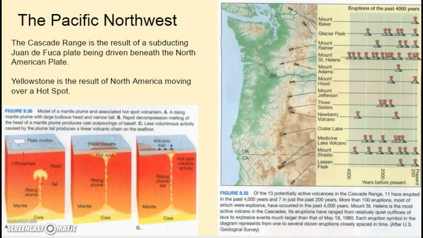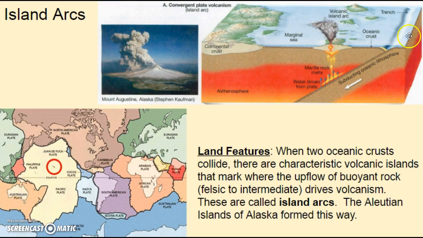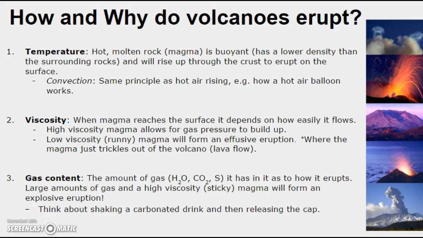So we've got two different features taking place, all within several hundred miles of each other, different types of volcanism. Another type of feature we can find is where we have oceanic crust subducting beneath oceanic crust. These are what are called island arcs, and these are land features when two oceanic crusts meet. We can find this in Southeast Asia, where we have these islands, and we can also find it where we find the Aleutian Islands. We have oceanic crust subducting beneath oceanic crust.